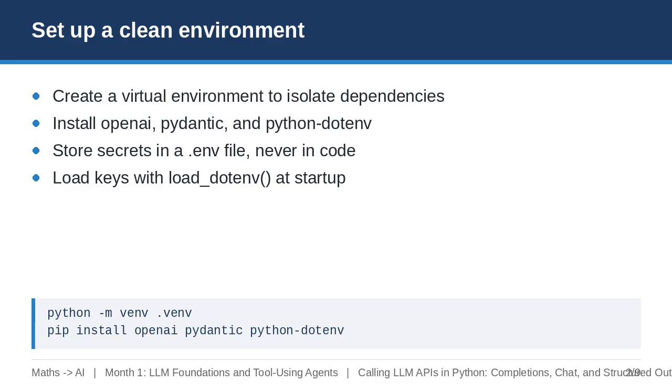Start by isolating your project in a virtual environment and installing the core libraries. Critically, keep your API key in a .env file and add it to .gitignore. Hard-coding secrets is the number one way teams leak credentials. The OpenAI client automatically reads the key from your environment, so once it's loaded you never touch it directly.